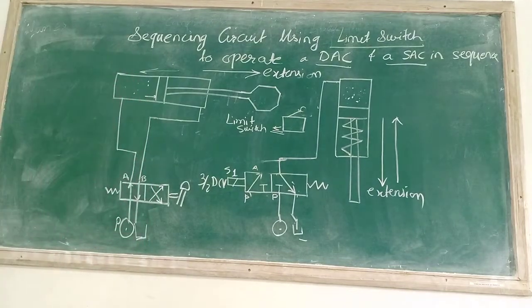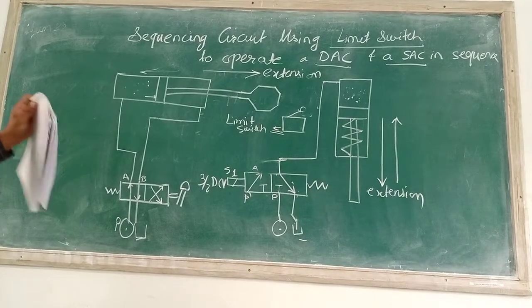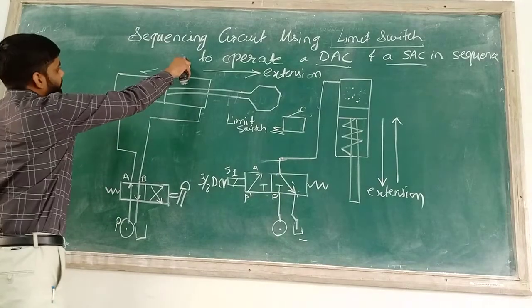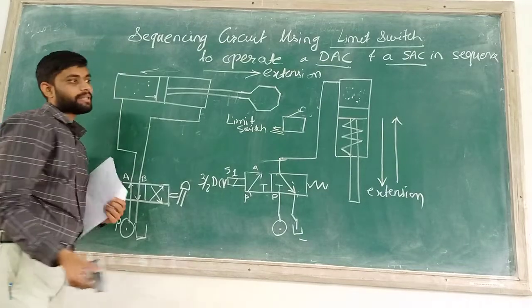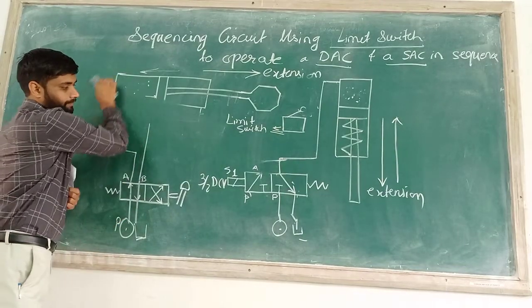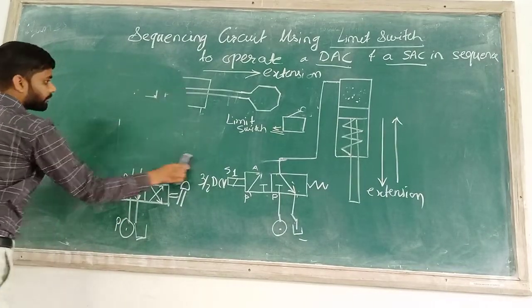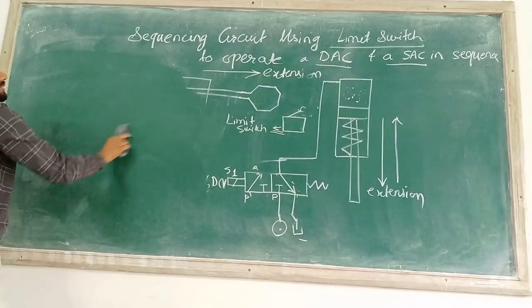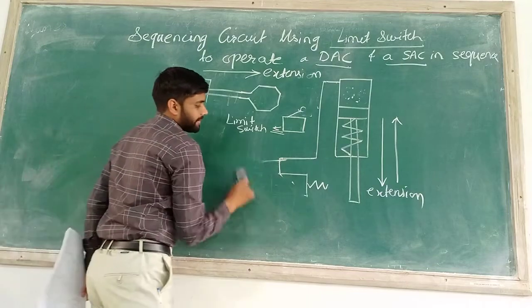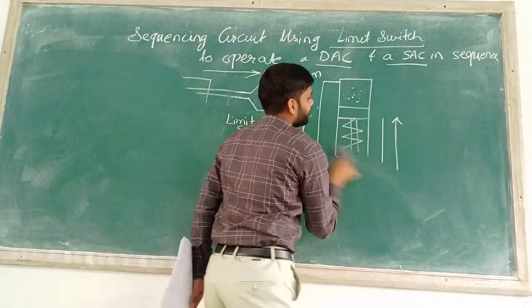Now we are going to see the synchronizing circuits. In a sequence circuit, what do we see? We see the operation of one cylinder and then another cylinder. But in the case of the synchronizing circuit, both the cylinders extend and retract at the same time. That's why we name it a synchronizing circuit.